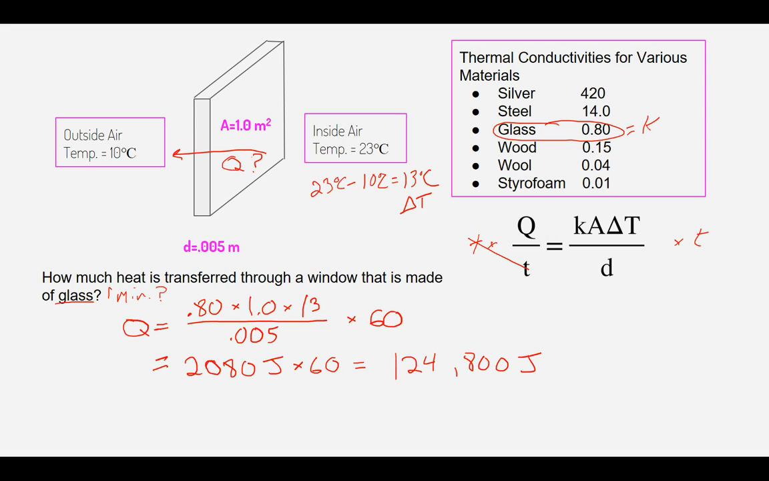If we said we wanted to make, instead of using glass, we wanted to use just steel, notice that we would lose more energy because our K value goes up. So this value can cause changes. The other variables can affect it as well too.